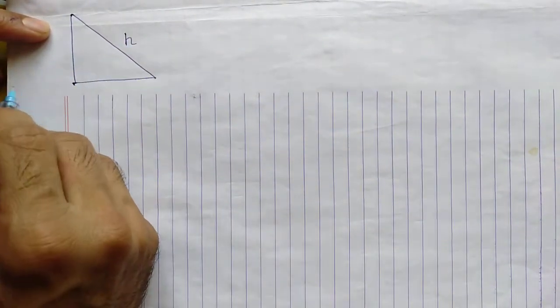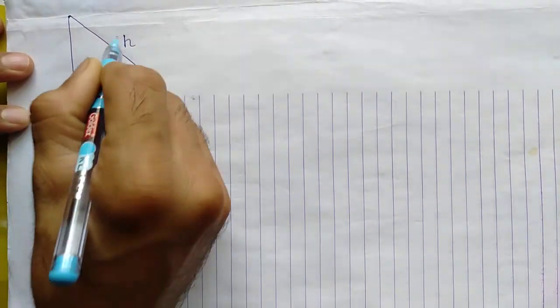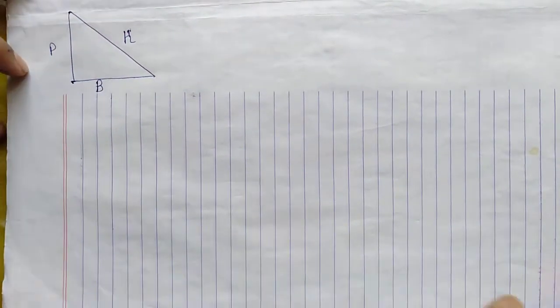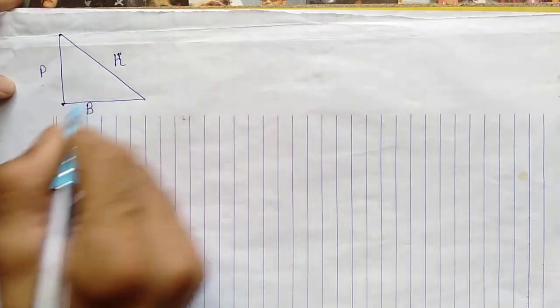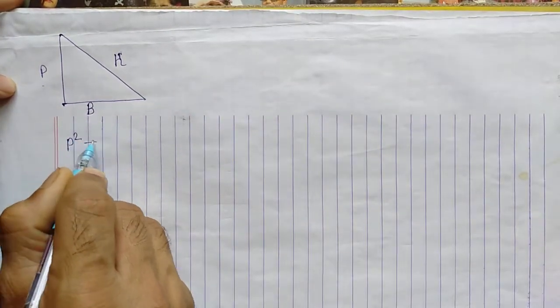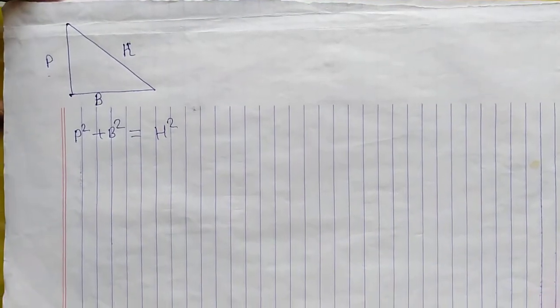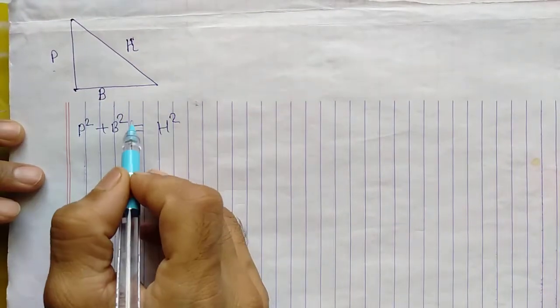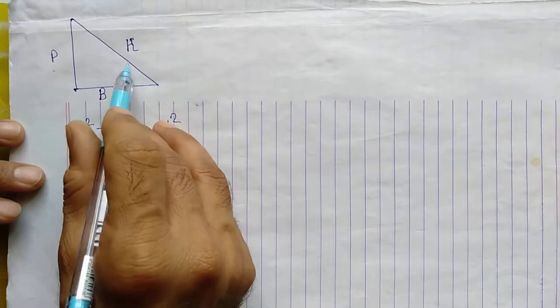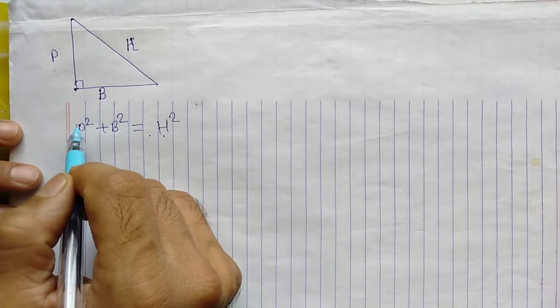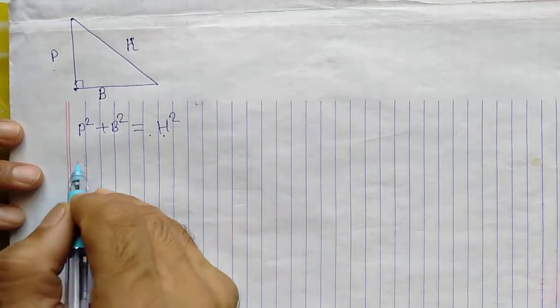Hypotenuse, as we have learned in previous class also. This is base, and this one is perpendicular. Here we know that perpendicular square plus base square is equal to hypotenuse square. It means the sum of squares of two sides is equal to the square of the third side, and that should be the greater one, opposite the 90-degree angle, right? This is the Pythagoras theorem.